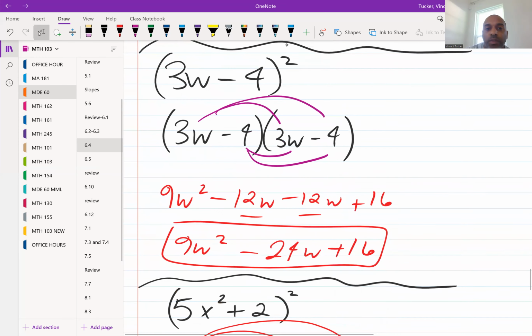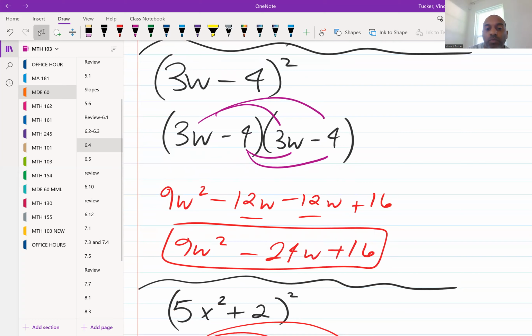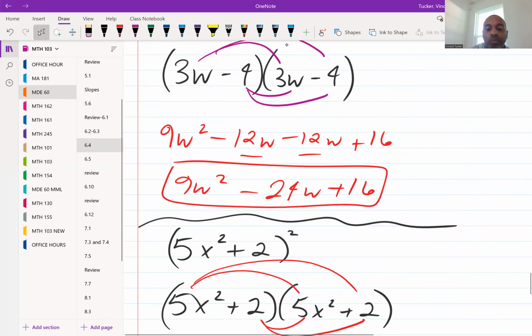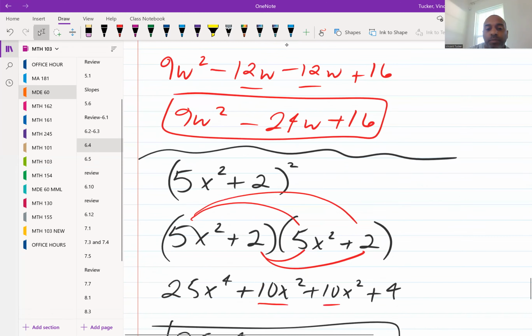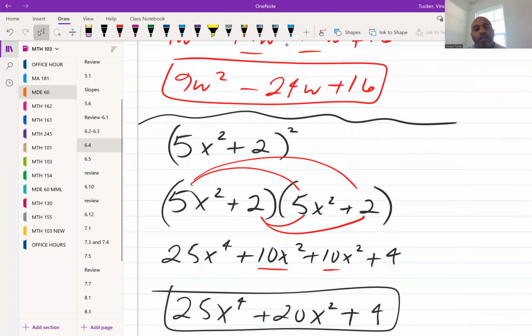Any questions? Let's do it again. Here we have 5x squared plus 2, squared. So that's 5x squared plus 2 times 5x squared plus 2. Do our foiling distribution. So this 5x squared times 5x squared is 25x to the fourth. 5x squared times 2 is 10x squared. 2 times 5x squared, 10x squared, and then 2 times 2 is 4.